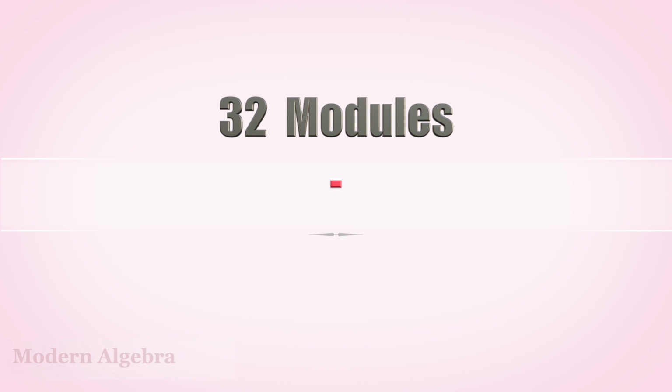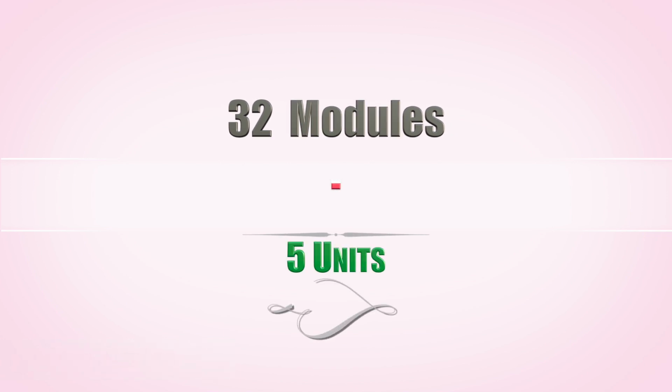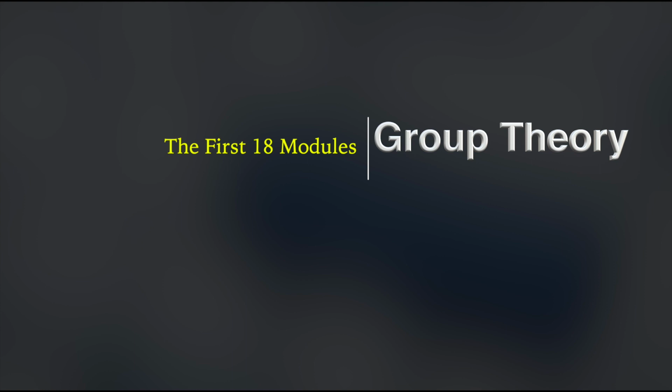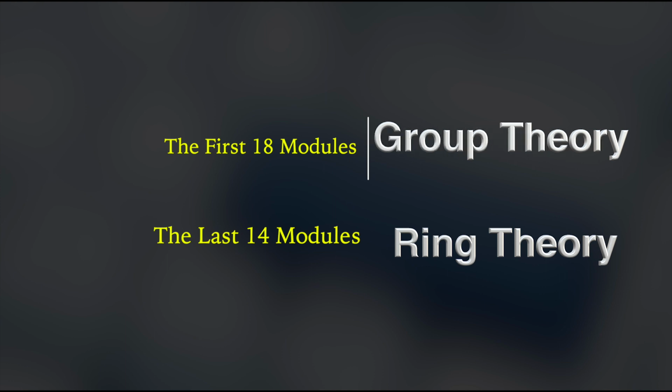There are 32 modules in the course and we have divided them into 5 units. The first 18 modules deal with group theory and the last 14 modules deal with ring theory.